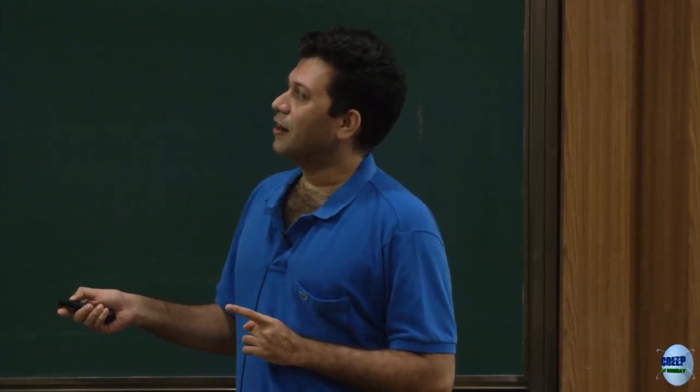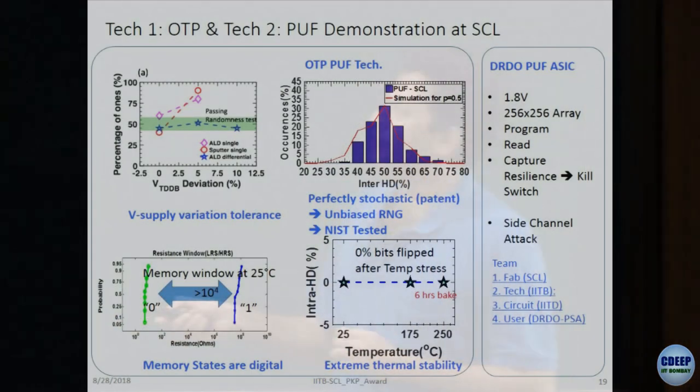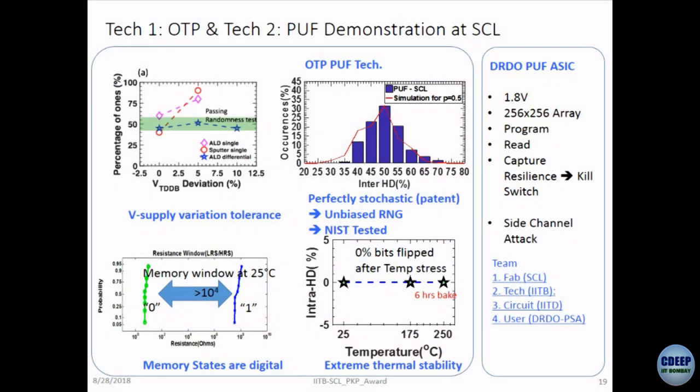So this is the circuit solution, and this is without the circuit solution. You can see that as the voltage deviation increases, this one still remains at 50%, while if you did not do this, you would go all the way to 100%, and then your chip would not work. Your memory window is very large, about 10 to the power 4x, so it's almost digital. It's better than digital.